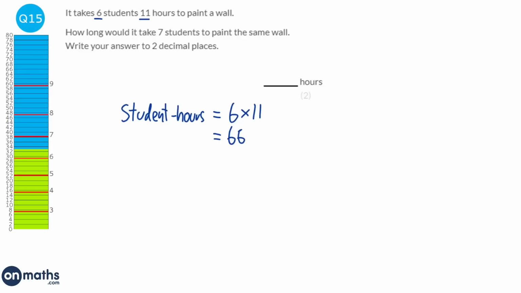So here we've got 6 students and it takes 11 hours, and it says how long will it take 7 students. Well, if there's 66 student hours, but they're sharing the time, we just divide 66 by 7. So 66 divided by 7 is 9.428, and so on. And it wants 2 decimal places, so it will take them 9.43 hours. Now check this makes sense. We've got 6 students and it takes them 11 hours. So we'd think if we had more students helping to paint the wall, it would take fewer hours. So we've gone from 11 hours to about 9.5.